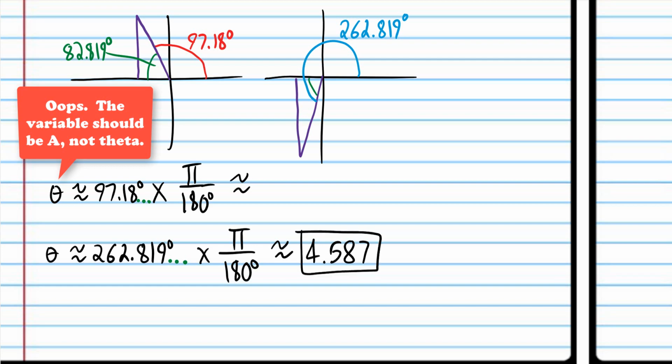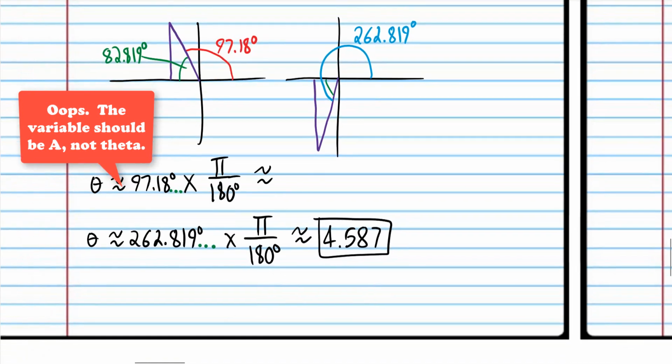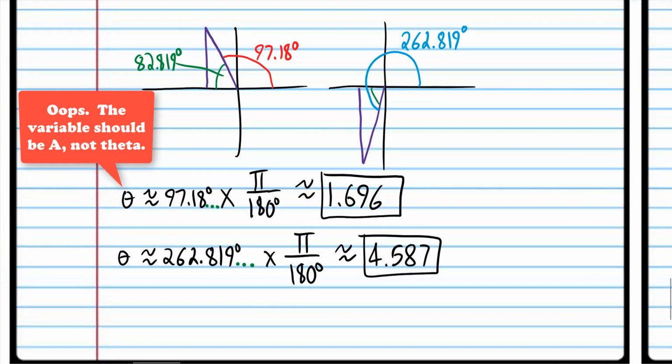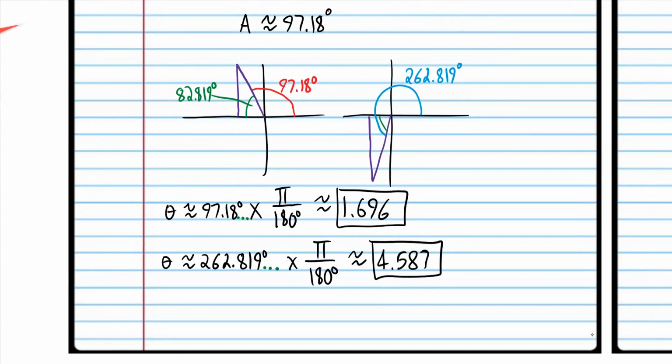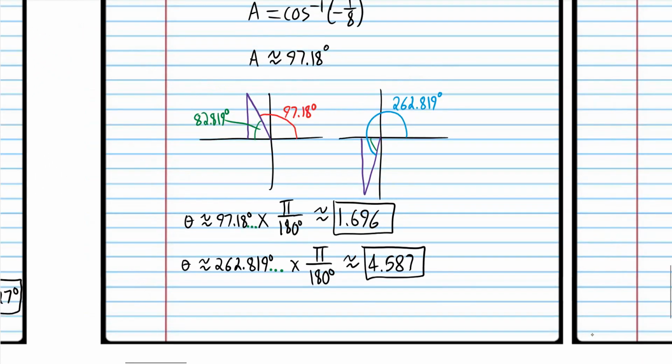And now let's find the other solutions. So you should have that number still in your calculator. And we get 1.696 radians. And again, you don't have to write the rad abbreviation. You don't have to write units for radians. All right, so if you got those right, excellent.